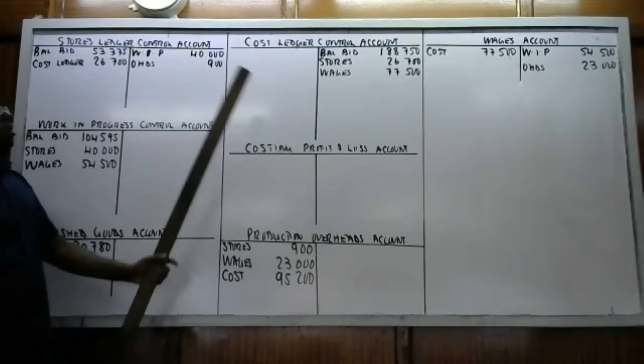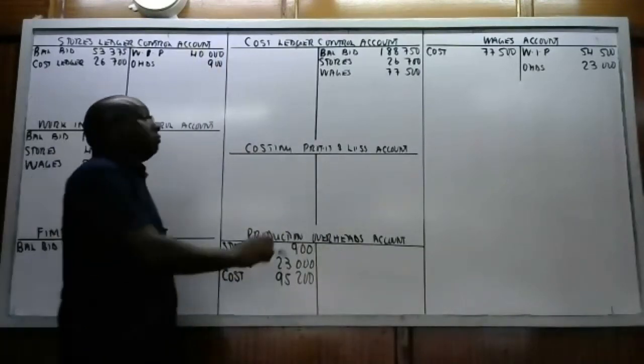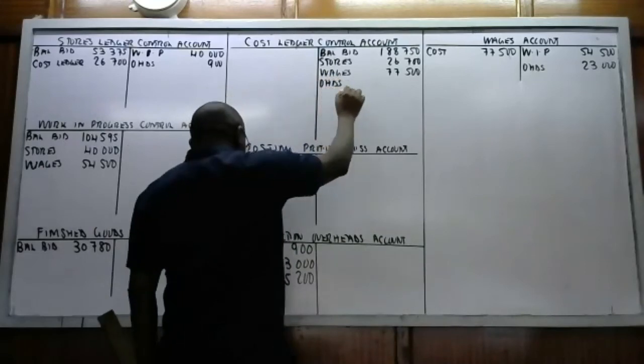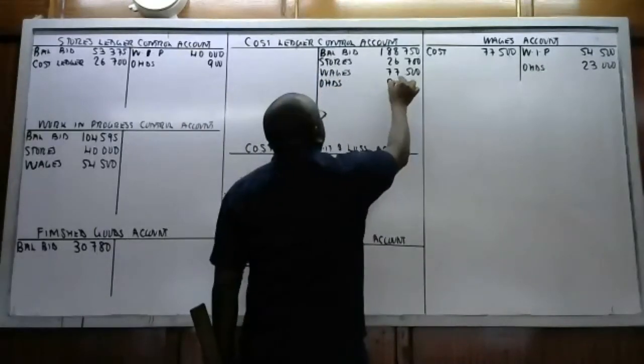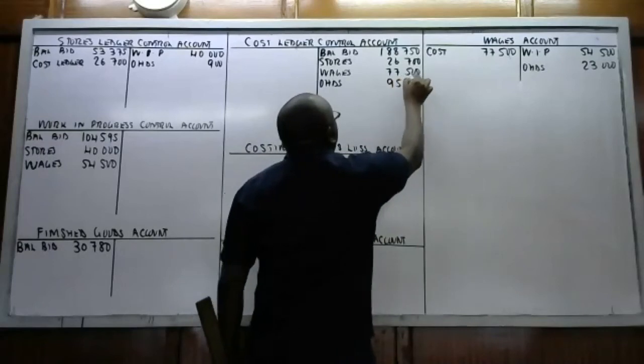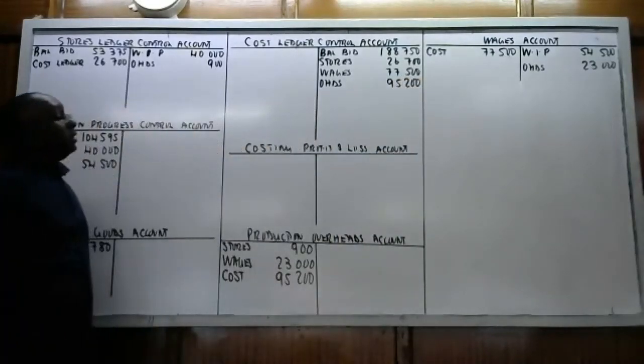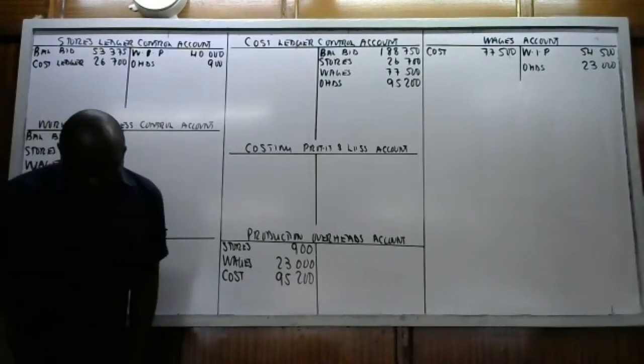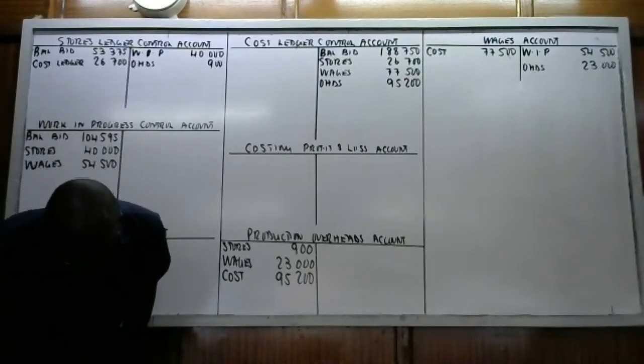Then we go to the cost ledger to show that you have paid overheads of 95,200.